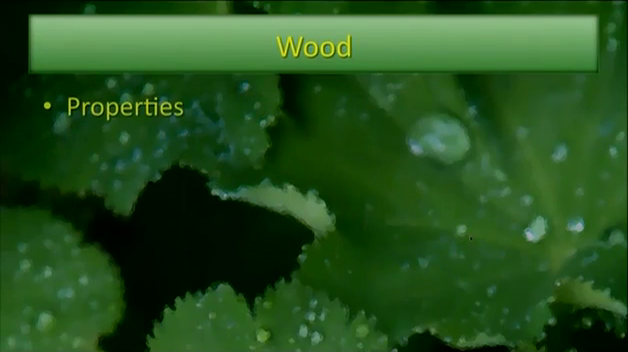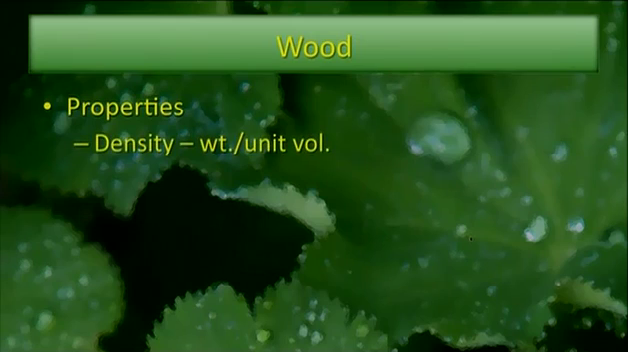Okay, now properties of wood. Density is one of the properties of wood that needs to concern us. The density of most things is compared to the density of water. The density of water is the weight per unit volume of water, and everything is compared to that, right? So if wood weighs the same as water, it has a specific gravity of 1. If it weighs less than water, it has a specific gravity of less than 1, and if it's heavier than water, it has a specific gravity of more than 1.